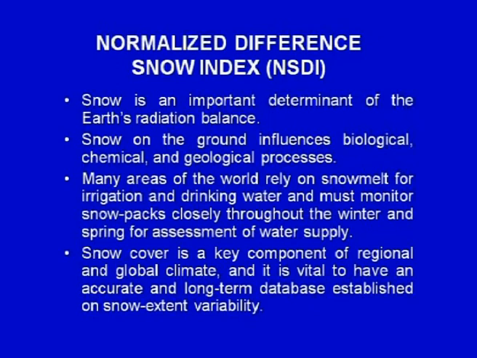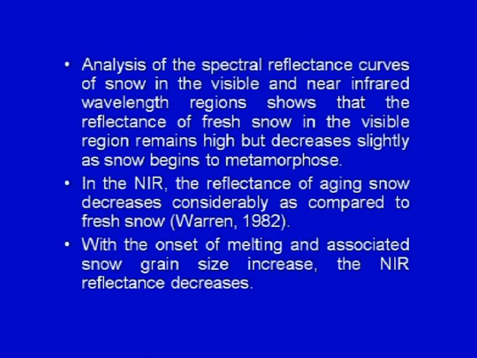Snow is a key component of regional and global climate, and it is vital to have an accurate and long-term database established on snow extent variability. Analysis of the spectral reflectance curves of snow in the visible and near infrared regions shows that the reflectance of fresh snow in the visible region remains high but decreases slightly as the snow begins to metamorphose. In the NIR region, the reflectance of aging snow decreases considerably as compared to fresh snow.